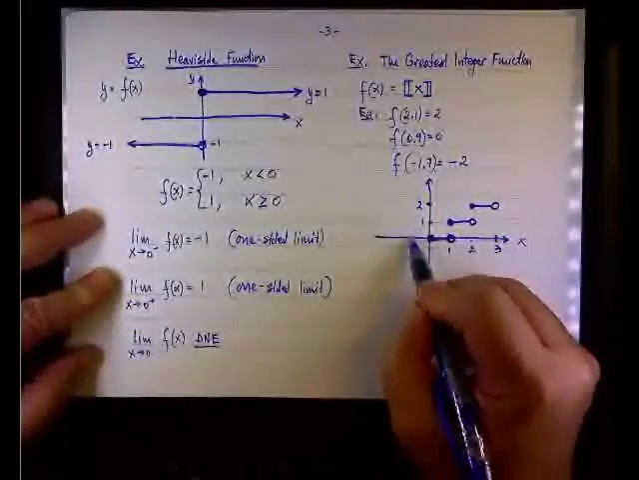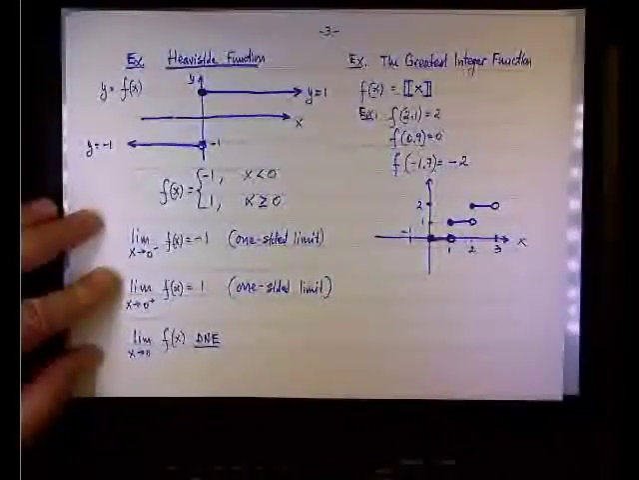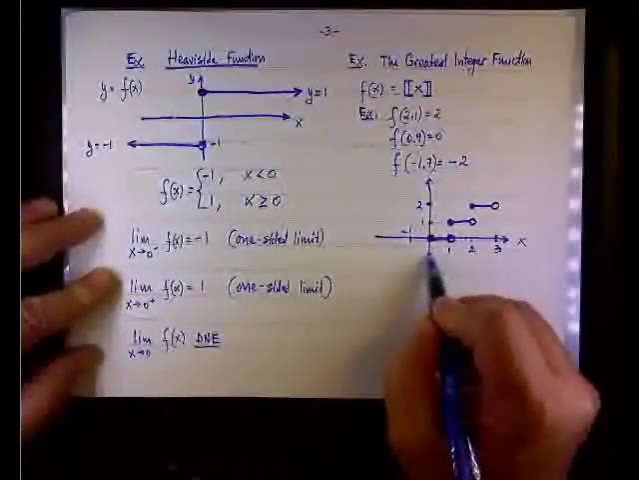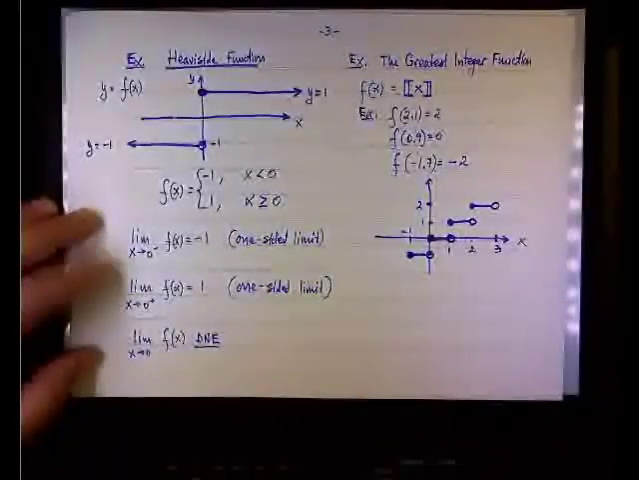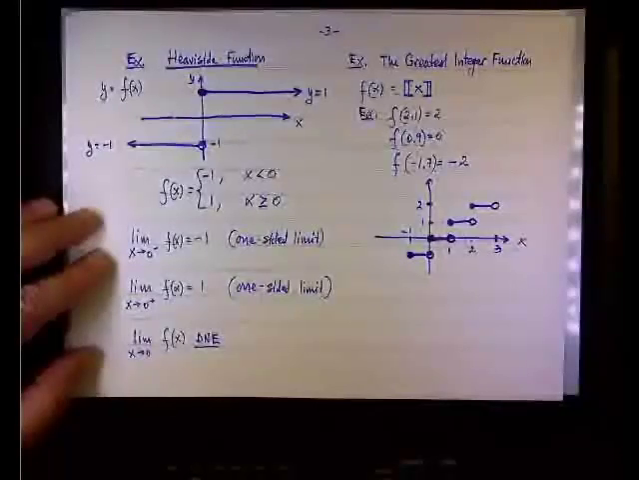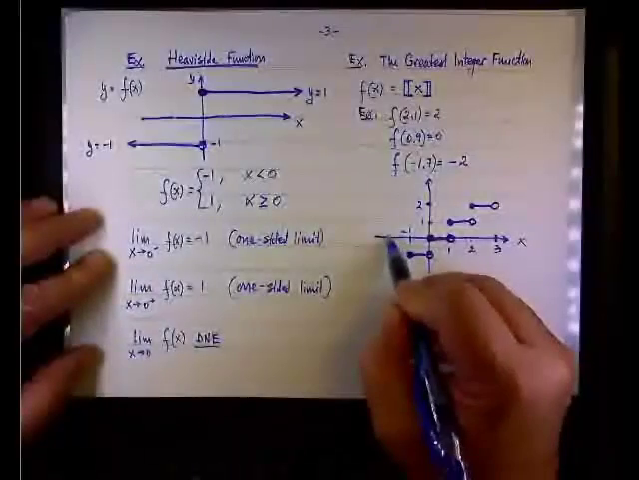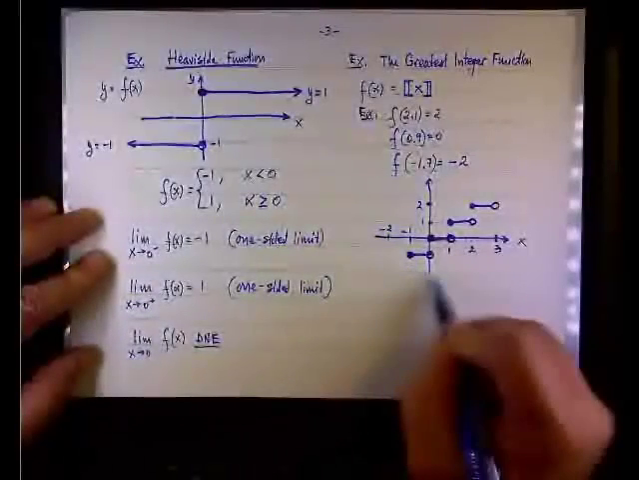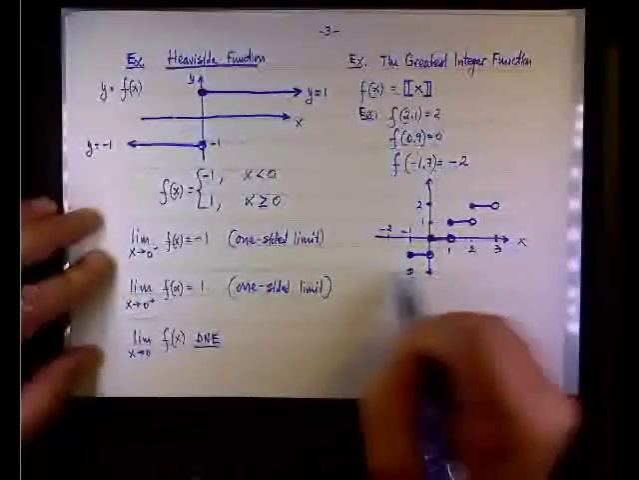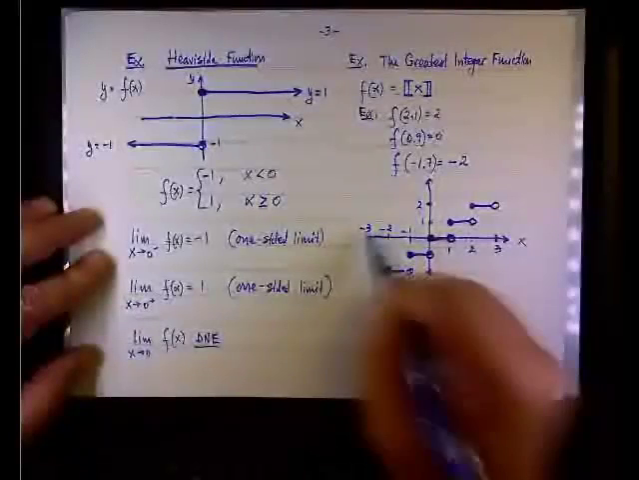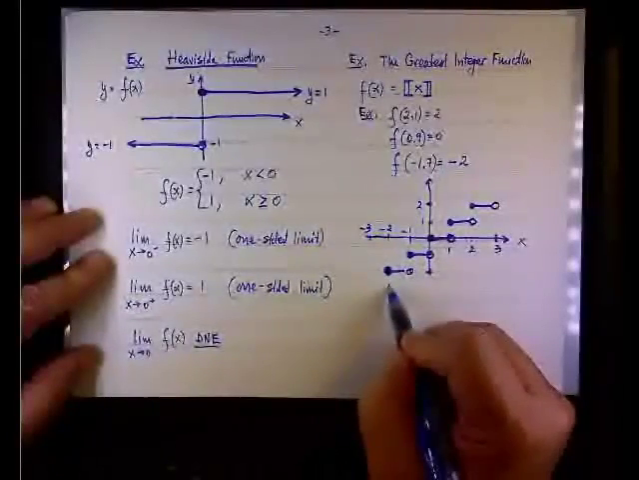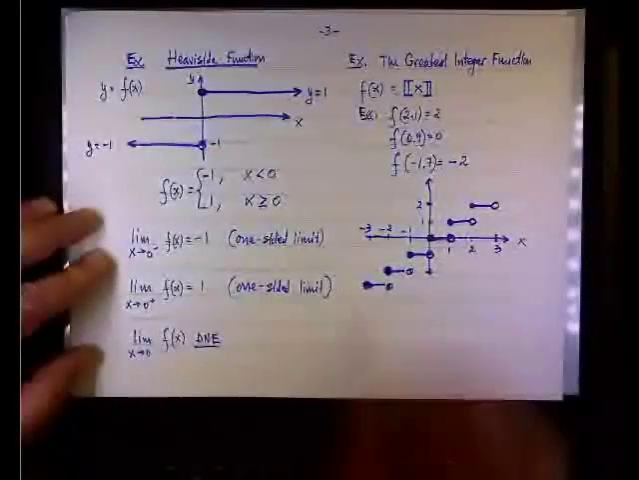Now, what happens on the left? Between negative 1 and 0, let's say negative 0.9, the greatest integer is going to be negative 1. Okay? Because 0 is greater than negative 0.9, or negative 0.99, or negative 0.999. Between negative 2 and negative 1, the greatest integer will be negative 2, and so on. So this is the function.